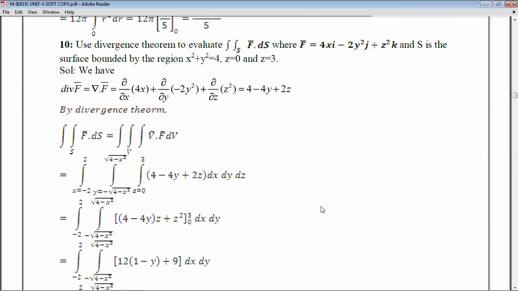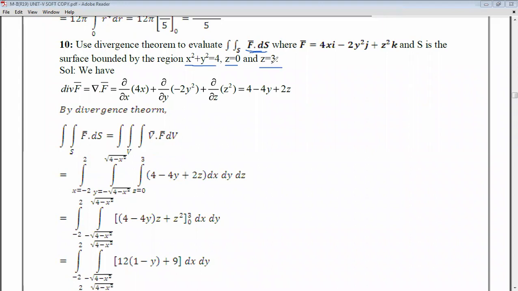Of course, this problem we already solved, but here they ask to use the divergence theorem. We solved this one as a surface integral. Use divergence theorem to evaluate integral f bar dot ds, where f bar is equal to 4x i minus 2y square j plus z square k, and S is the surface bounded by the region x square plus y square is equal to 4, z is equal to 0, and z is equal to 3.